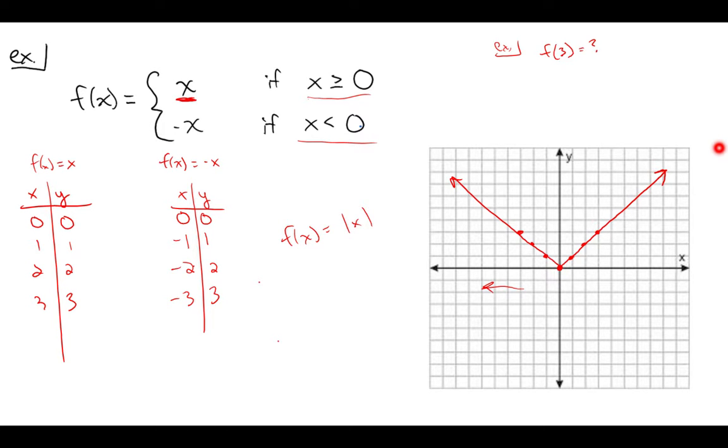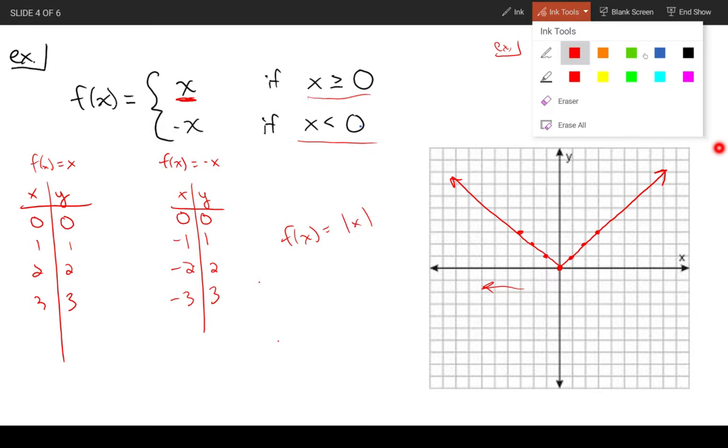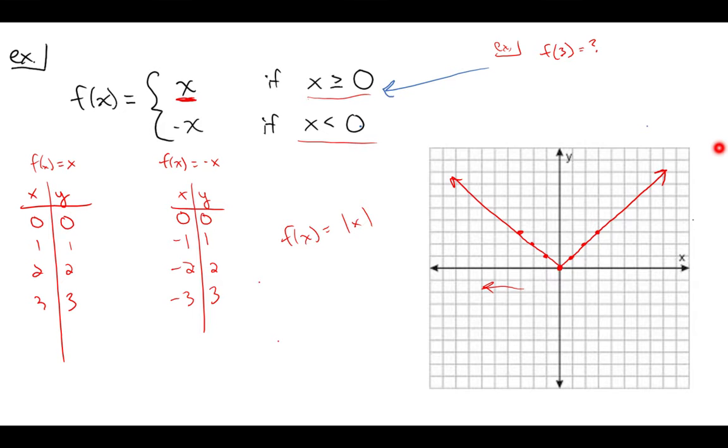Well, there are two ways you could do this. You could first figure out where you need to plug it in. For 3, since that is bigger than 0, you would plug it into this equation, and it says it's just x, so it would just be 3. Or you could go to 3 on the x-axis and figure out what the y value is. The y value there is 3. This is the point (3, 3). So either way, you would get 3.